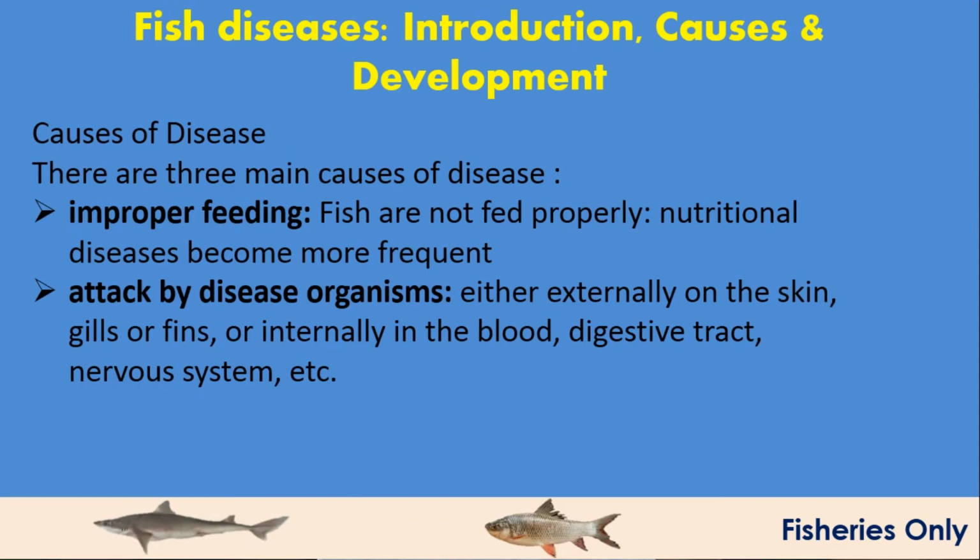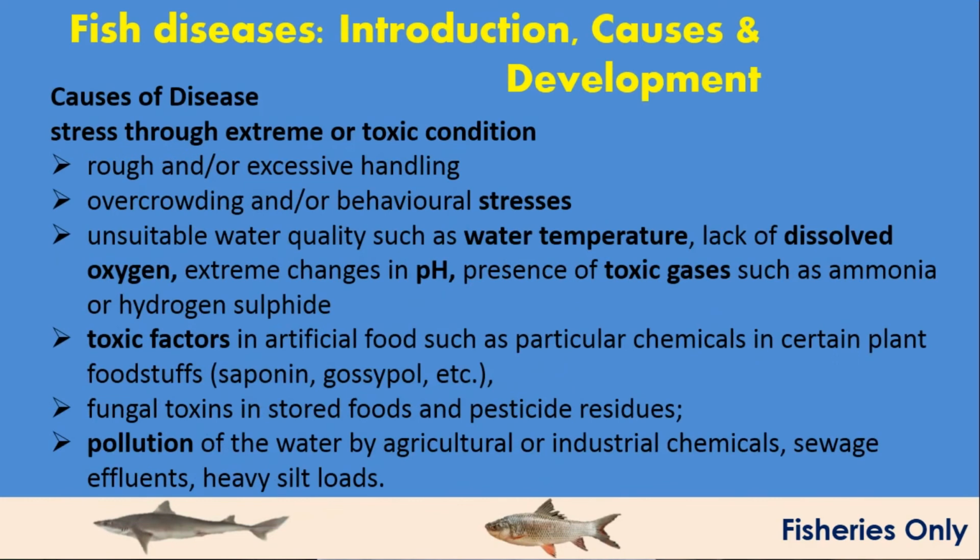Any organism, maybe viruses, bacteria, fungi or other pathogens present in the environment, can be responsible for diseases in fishes, either externally on the skin, gills or fins, or internally in the blood, digestive system or nervous system. These are the diseases that occur due to the presence of external pathogens, that is, disease causing organisms.